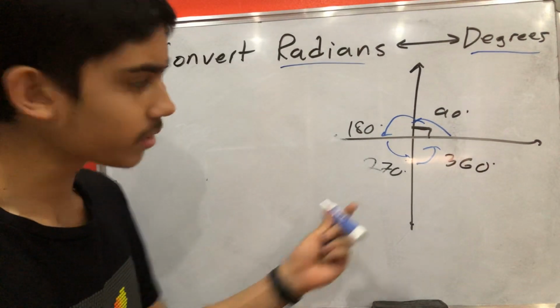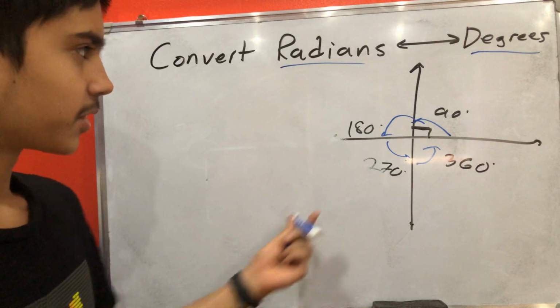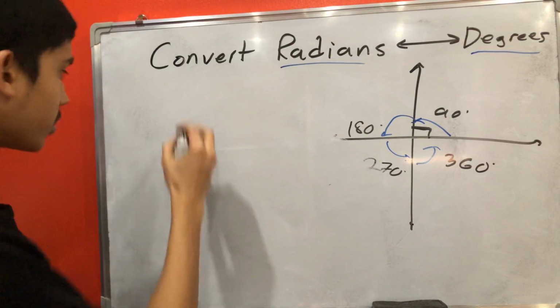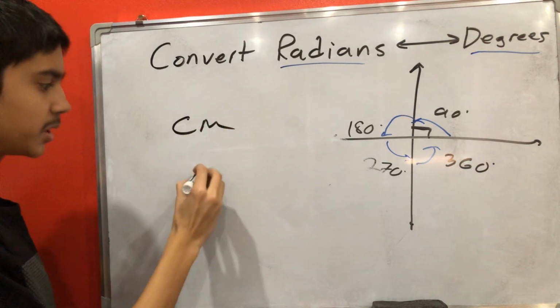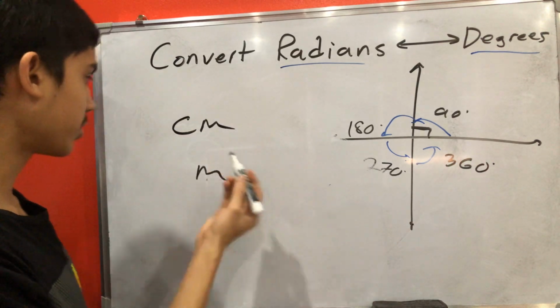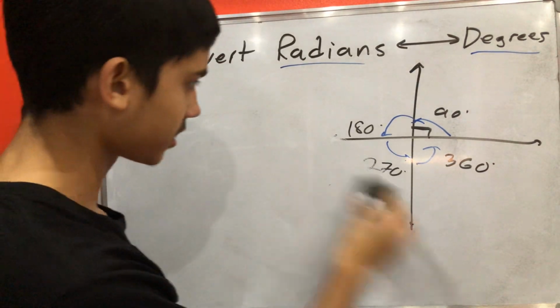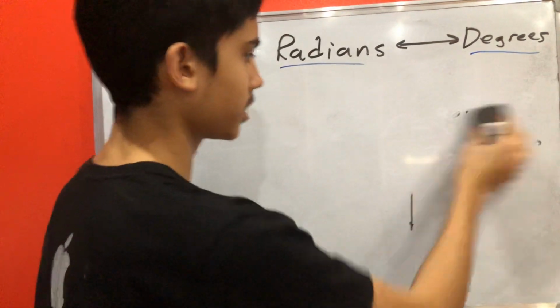So it turns out all of these degree measurements also have radian measurements. It's just another way of measuring angles, just like you have centimeters and you have meters, right? So there's an easy way to convert. It's just a centimeter to meter kind of thing. Okay, so let's look at how this works.